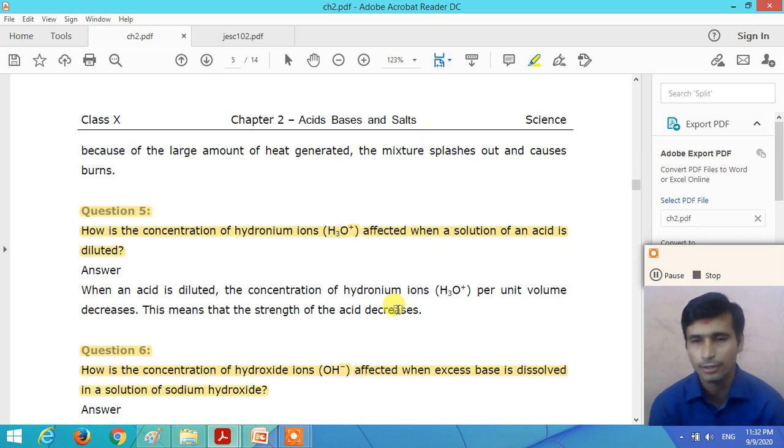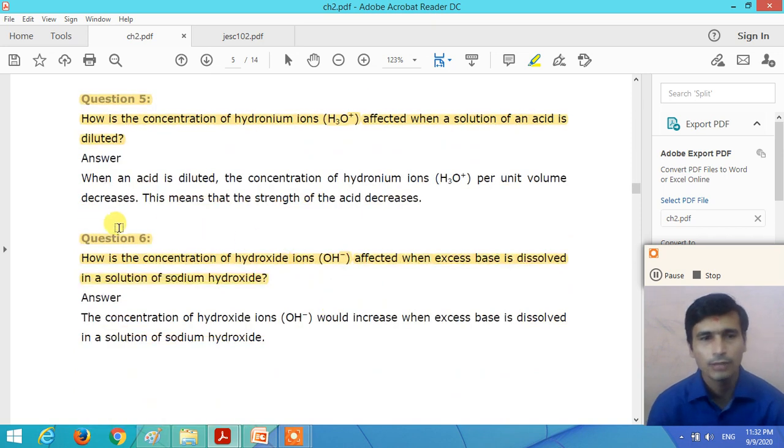So when we dilute an acid in water, the concentration of the H3O plus ion decreases, and we can say that the strength of the acid decreases. Now question number 6: how is the concentration of the hydroxide ion, OH minus, affected when excess base is dissolved in the solution of sodium hydroxide?